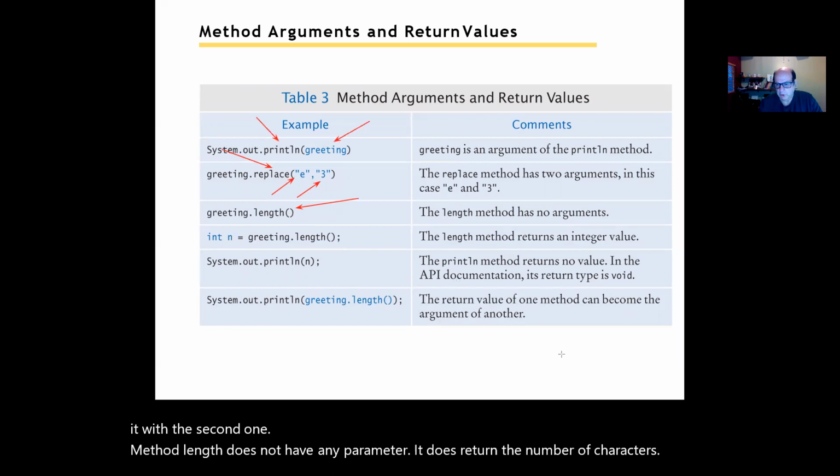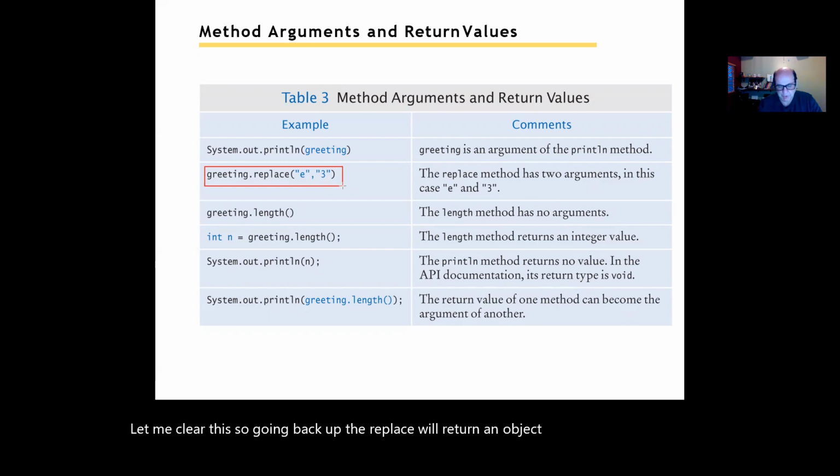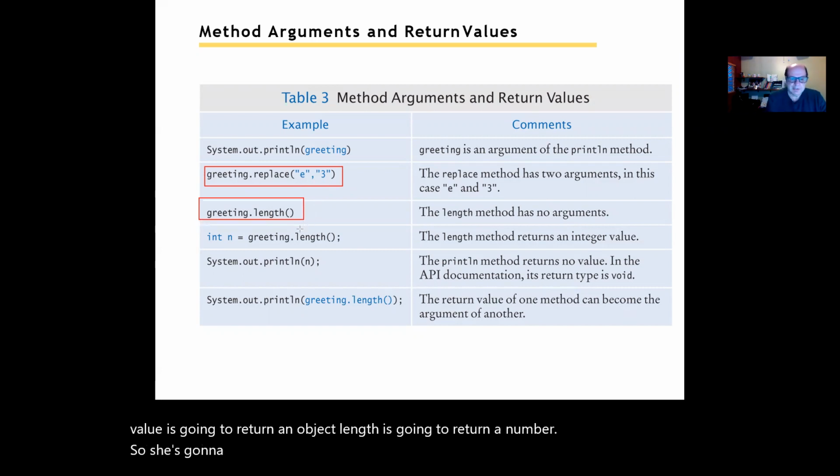Let me clear this. So going back up, the replace will return an object. It does not return a value, it's going to return an object. Length is going to return a number. So it's going to return a number. That's why we can potentially put it in a variable.